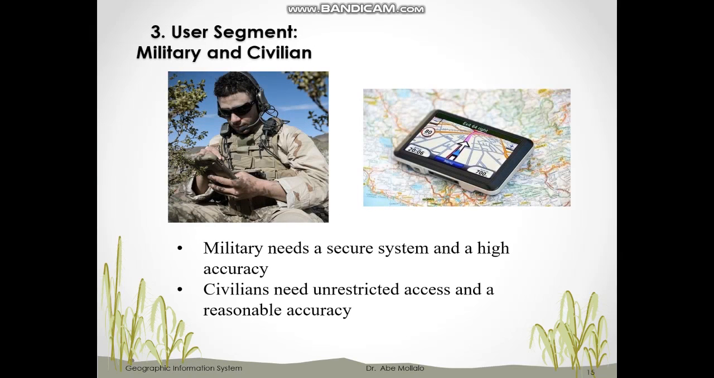The last segment of GPS is us, the users, who use GPS service. There are two types of GPS users: military and civilian, or non-military. Military users need a secure channel and have access to very high accuracy in positioning. And the other type is civilian, who have access to open data with reasonable accuracy, for example, for navigation with a car. These were the three components of GPS: space segment, control segment, and user segment.